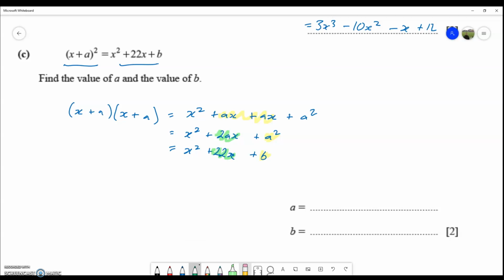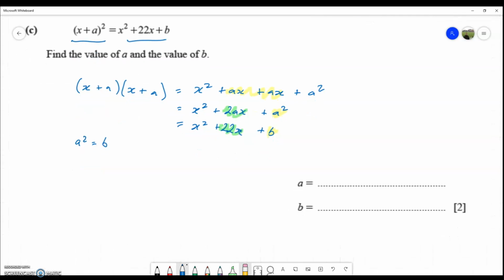So if we go back to this, then we can say a squared is equal to b. That doesn't really help us in answering the question, but we can use it later. But the second part is the important part. 2ax is equal to 22x. So we can solve that, and we end up with a is equal to 11. So we can put that as our answer.